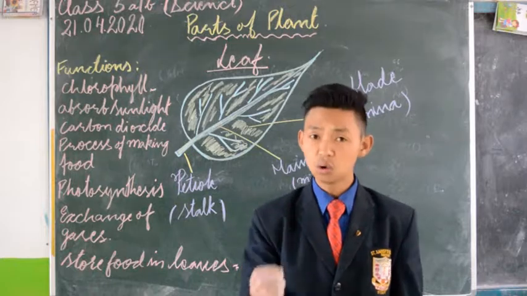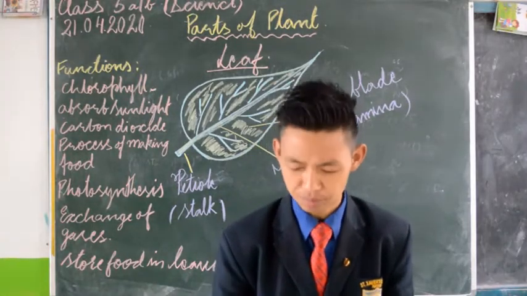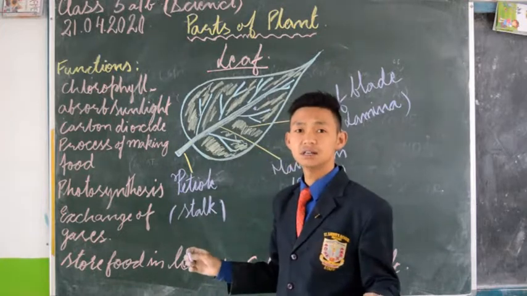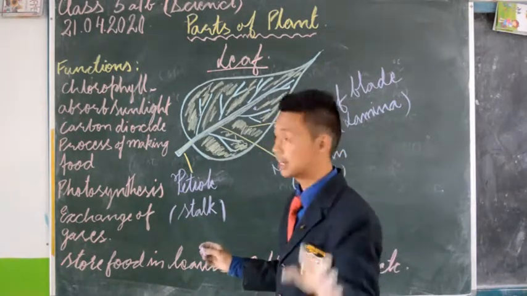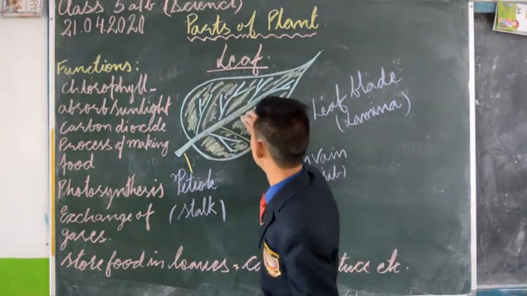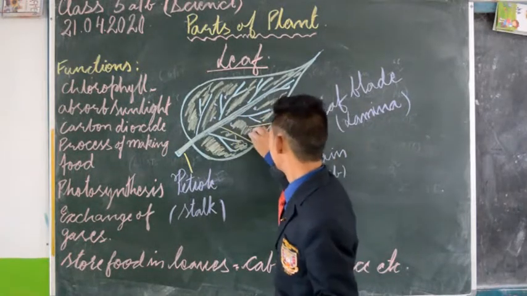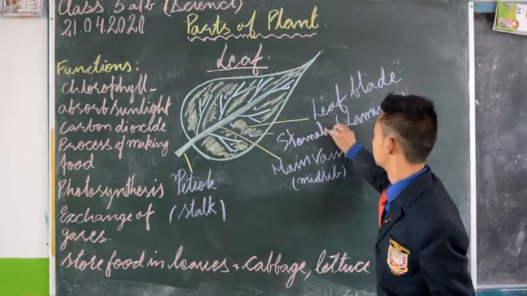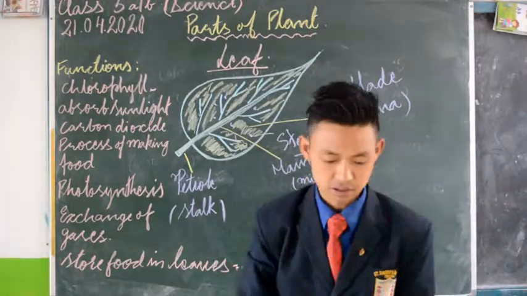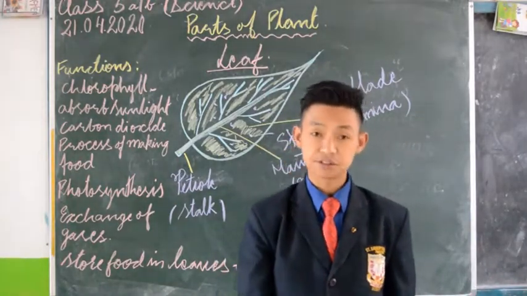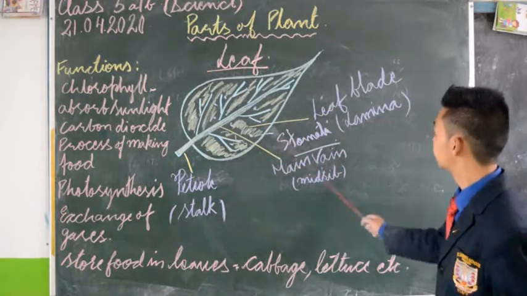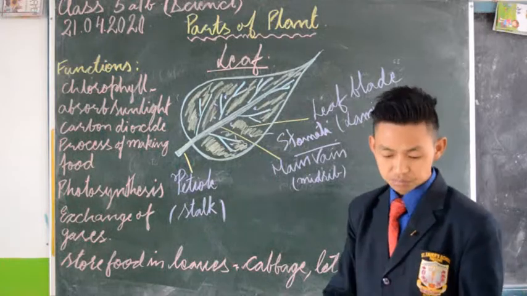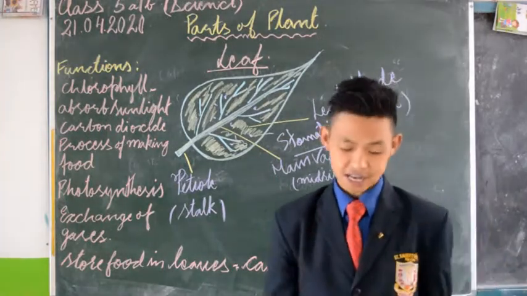Let's see now. A number of small openings will be there, which we cannot see with our naked eyes. Numbers of small openings on the surface are called stomata. Keep it in your mind, very important. Stomata are present on the surface of the leaf, the leaf blade or lamina. Now, what happens? They help in the exchange of gases.